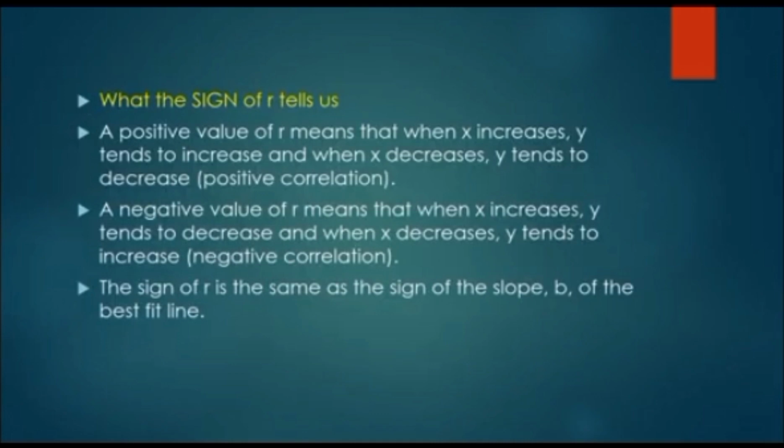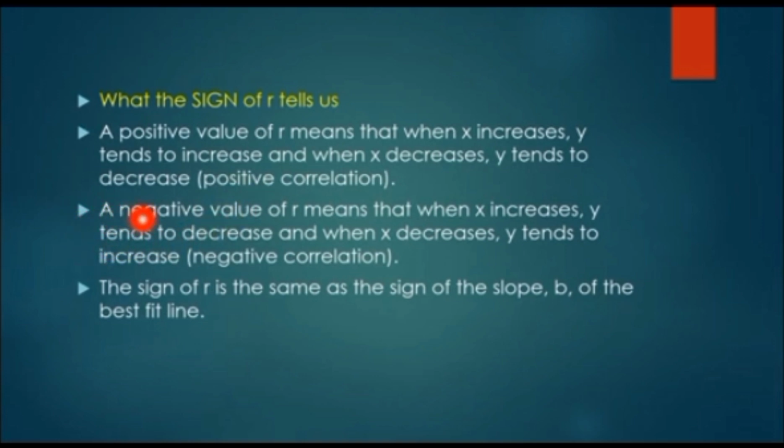So what does the sign of r tell us? A positive value of r means that when x increases, y tends to increase, and when x decreases, y tends to decrease. So, that is a positive correlation.